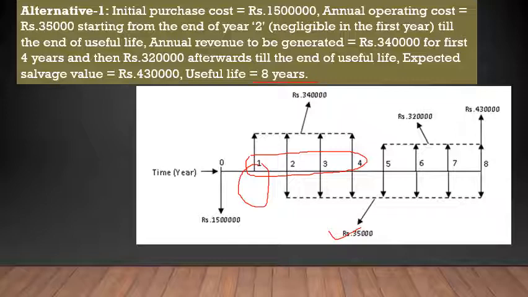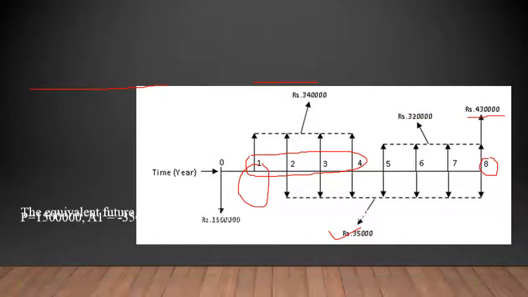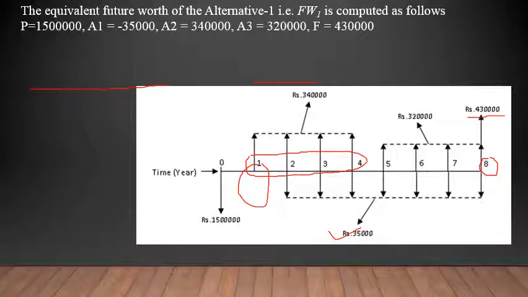Revenue means it's positive because it is the income. And finally the salvage value of 4,30,000 should be at the end of its lifetime, that is at t equal to 8. So this is the cash flow diagram. Let us solve the problem now. P is equal to 15 lakh, A1 is equal to 35,000, A2 is equal to 3,40,000, A3 is equal to 3,20,000, and F or S is equal to 4,30,000.